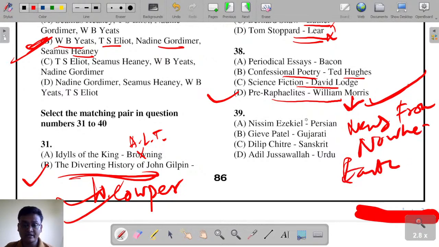Nissim Ezekiel, Persian. Gieve Patel, Gujarati. Dilip Chitre, Sanskrit. Adil Jussawalla, Urdu. Which one is the right answer here? Question 39. Gieve Patel, the Gujarati poet. This one is actually Gieve Patel, Gujarati. So next slide here.